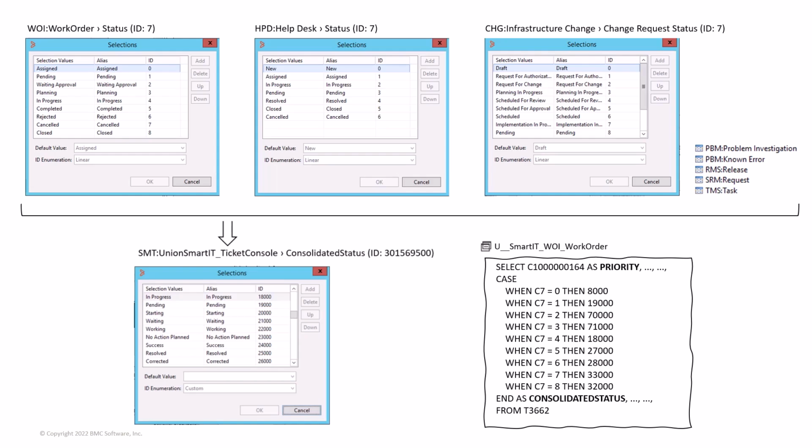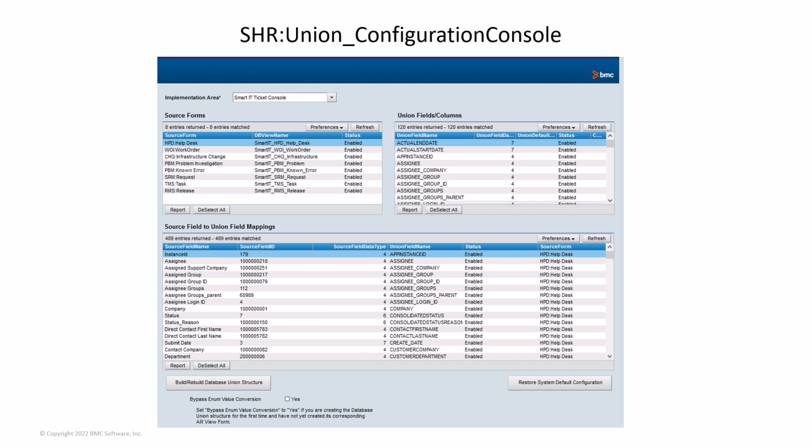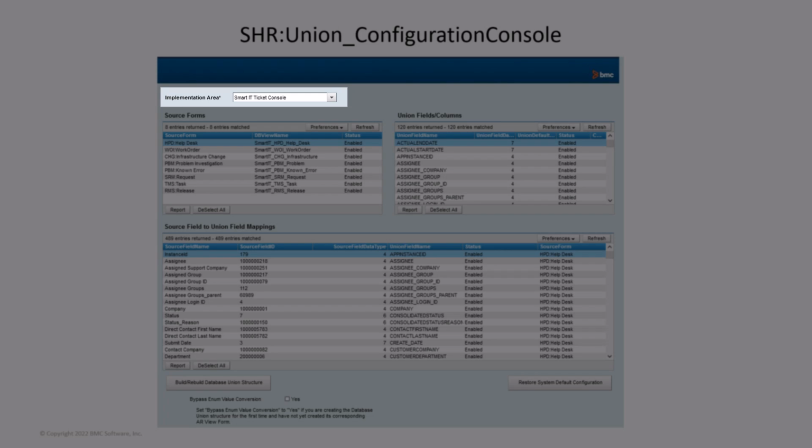What we will look at now is the mechanism the ITSM application provides to customize the columns of the ticket console. The SHR Union Configuration Console form is the interface in mid-tier where we can go to build or rebuild the database views. At the top, you need to select the implementation area for which you need to build the view, which in our case will be the Smart IT ticket console.